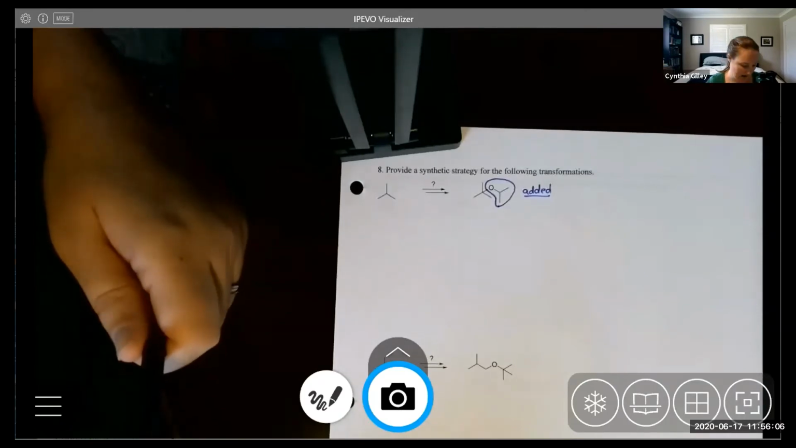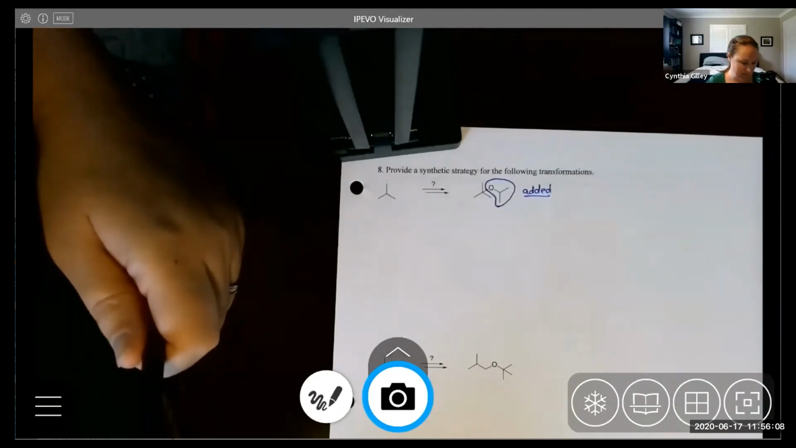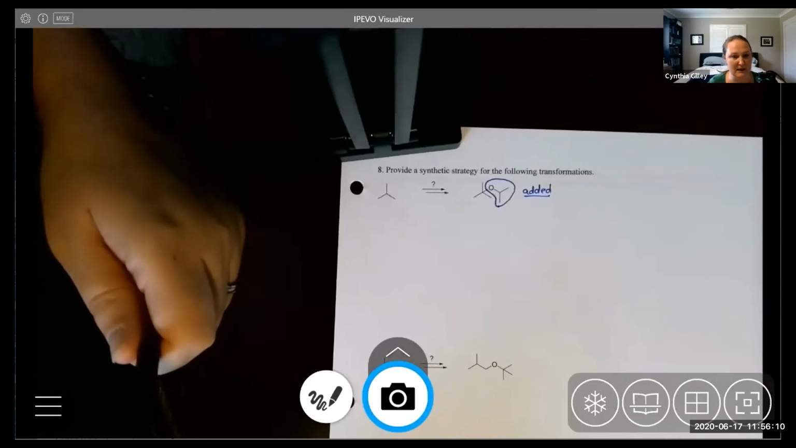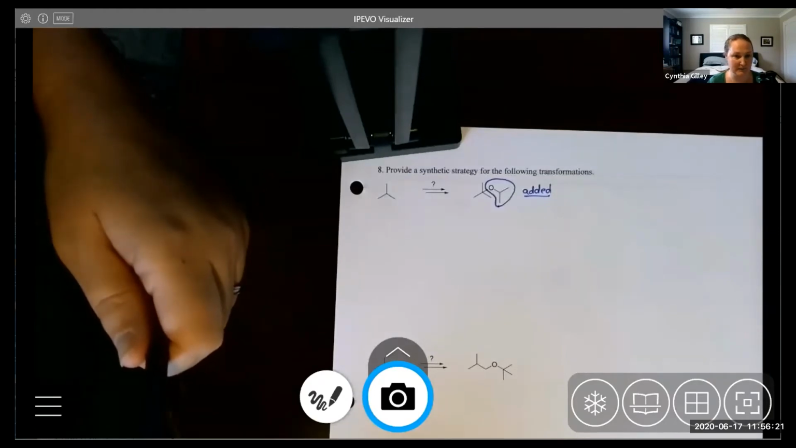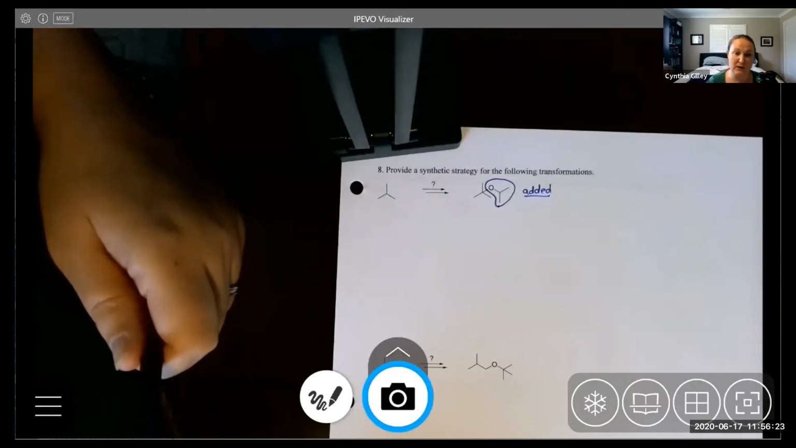And we look and see, okay, remember, how many methods do we have to make ethers? How many reactions? Nobody wants to answer. There's two, right? There's the Williamson ether synthesis and the alkoxymercuration-demercuration. So which methods can we use here?